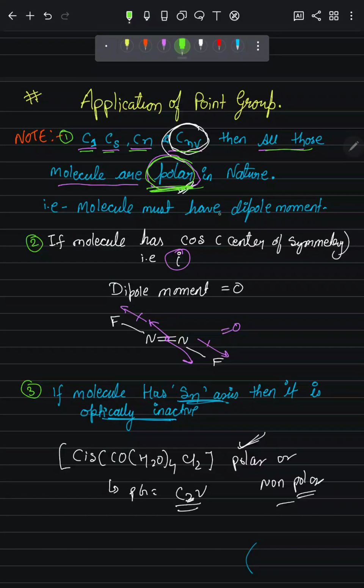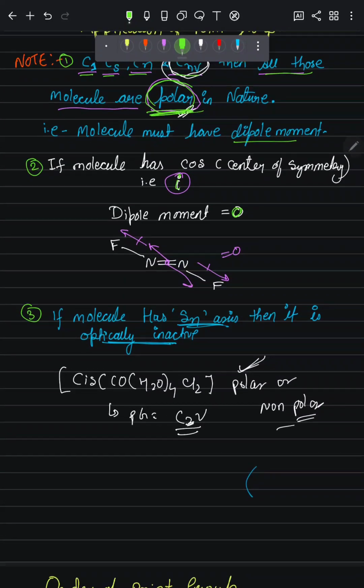If a molecule has a dipole moment, what this means is that the molecule must not have a center of symmetry. If a molecule has a center of symmetry, or in short inversion, then the dipole moment will be 0. So this is the second point.